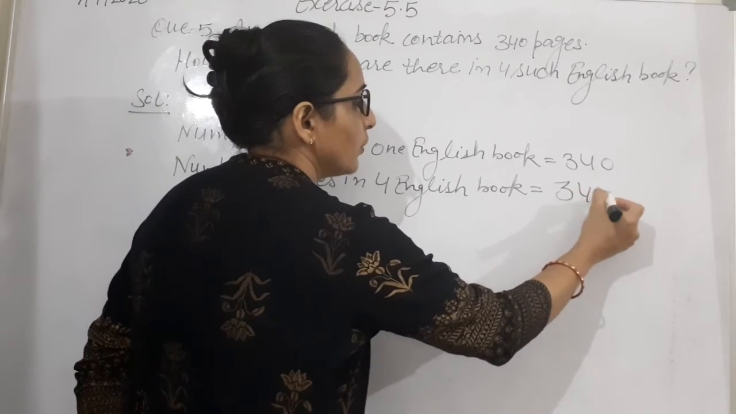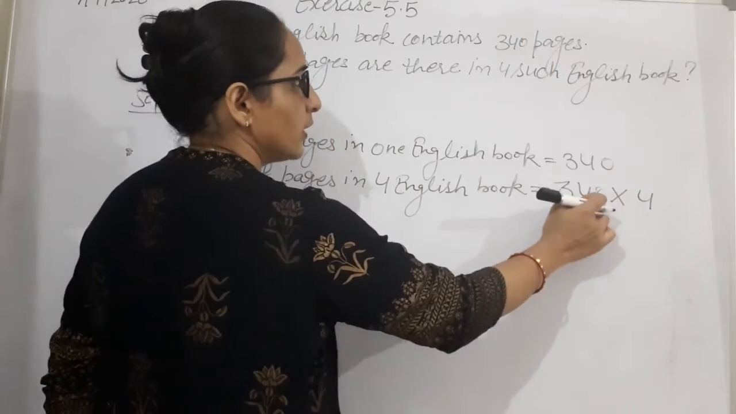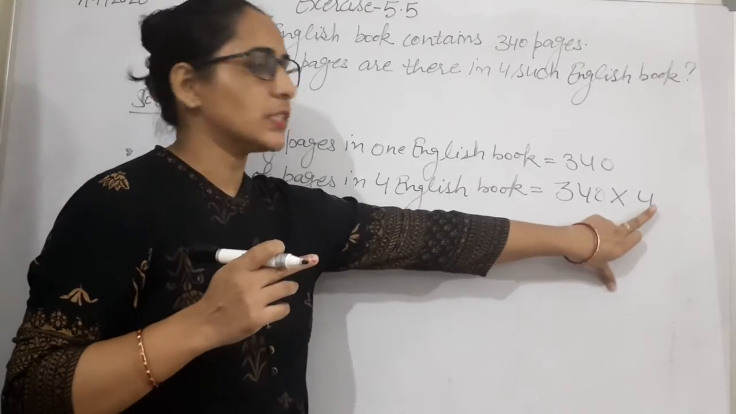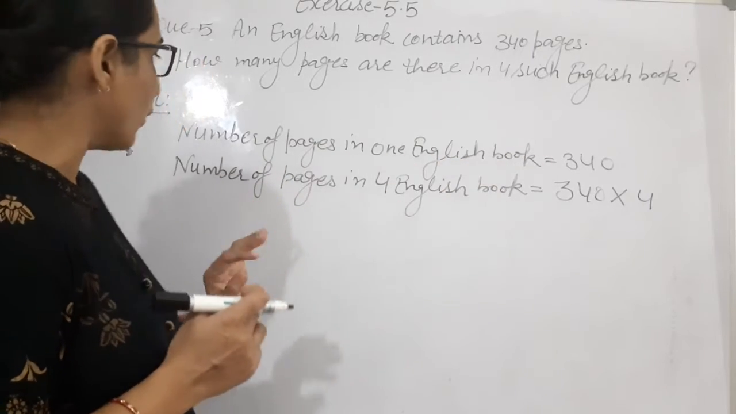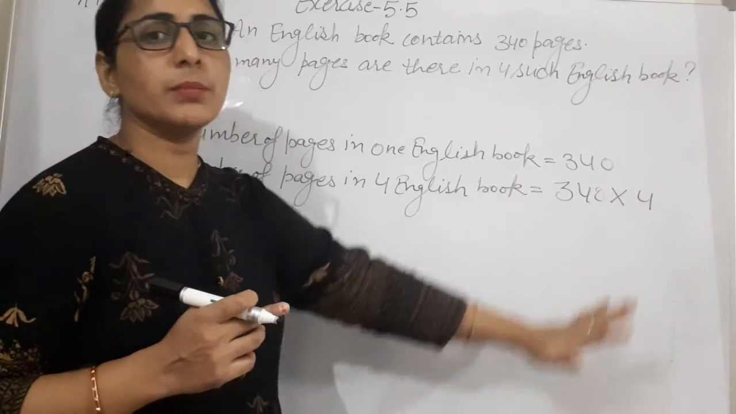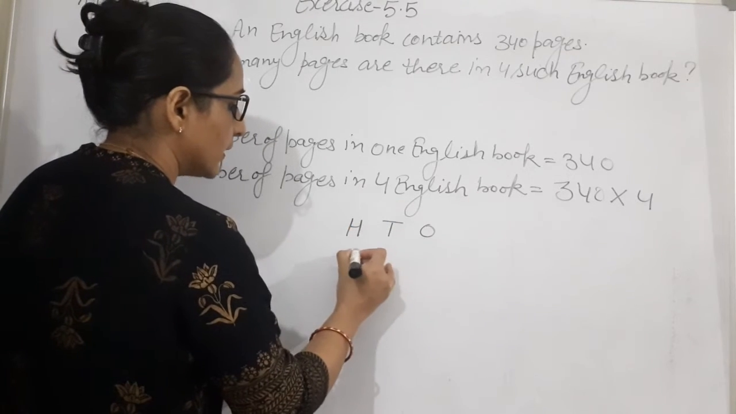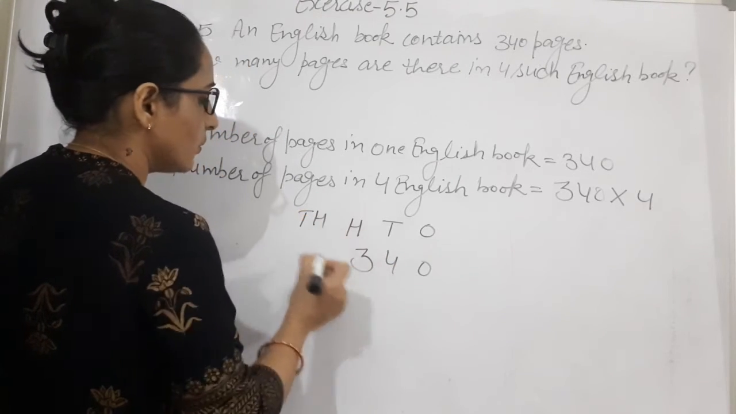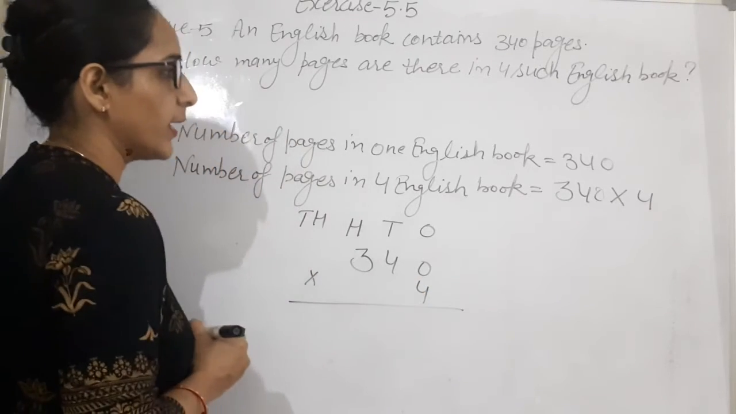So what do we do? We multiply the number of the pages by the number of the books. Number of the pages is 340 and number of the English books, that is 4. Number of pages in one English book, that is 340. Number of pages in 4 English books, that is 340 multiplied by 4. Write the places ones, tens and hundreds. Then it's 340, write 1000 also. Multiply by 4.